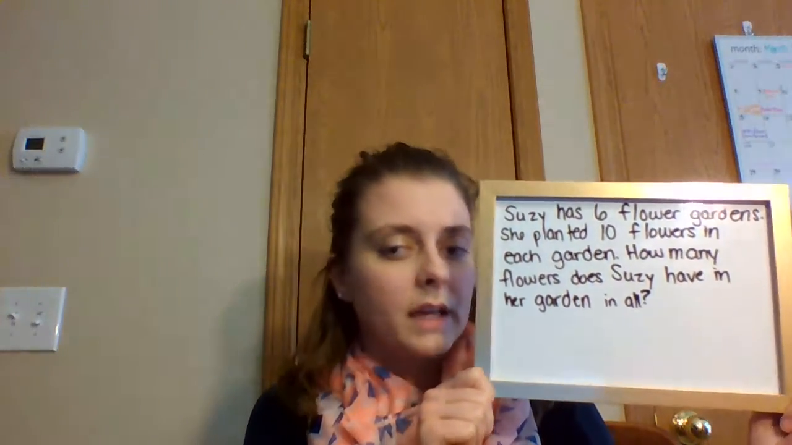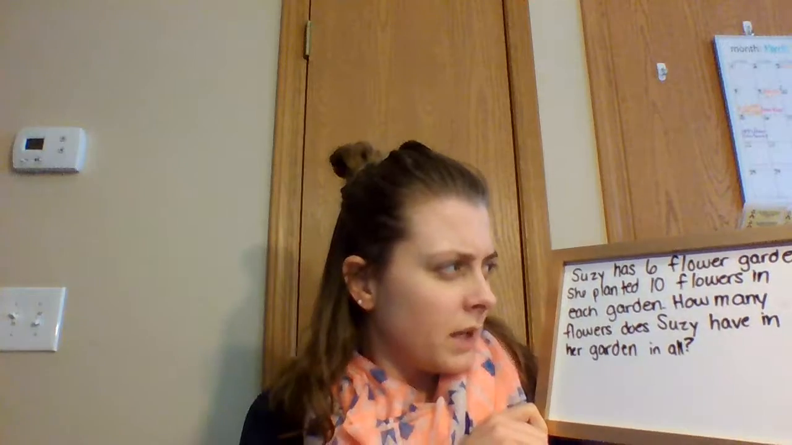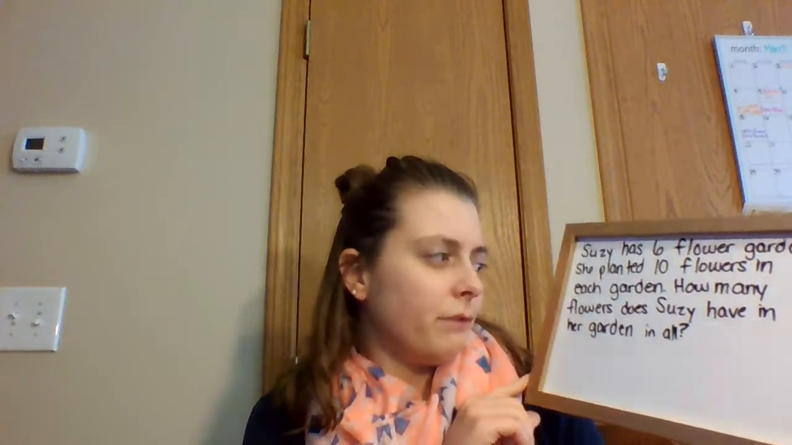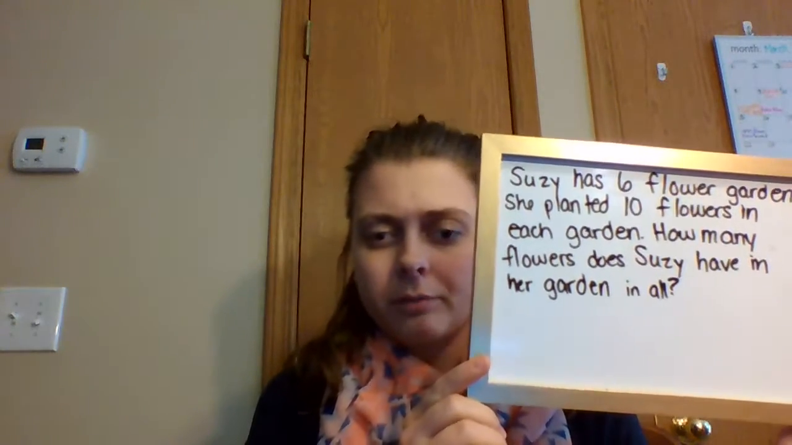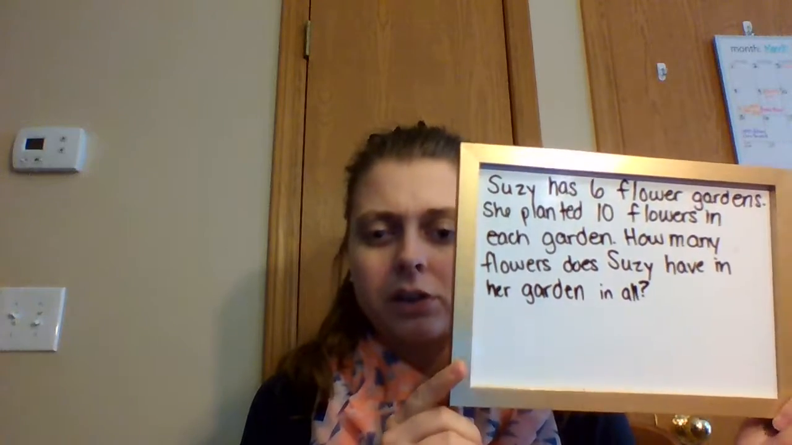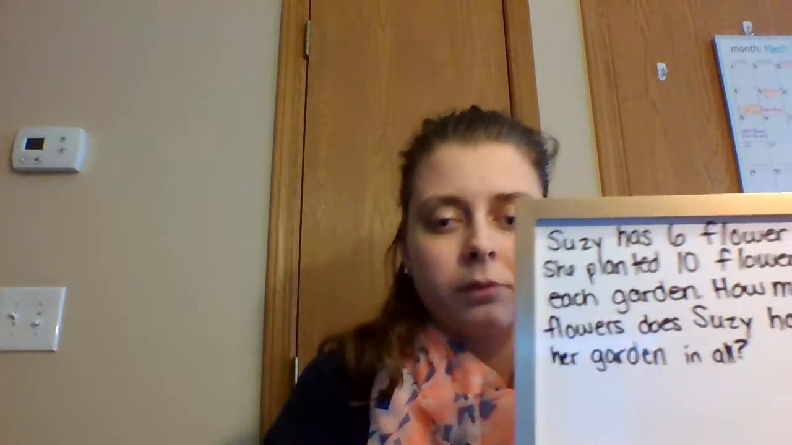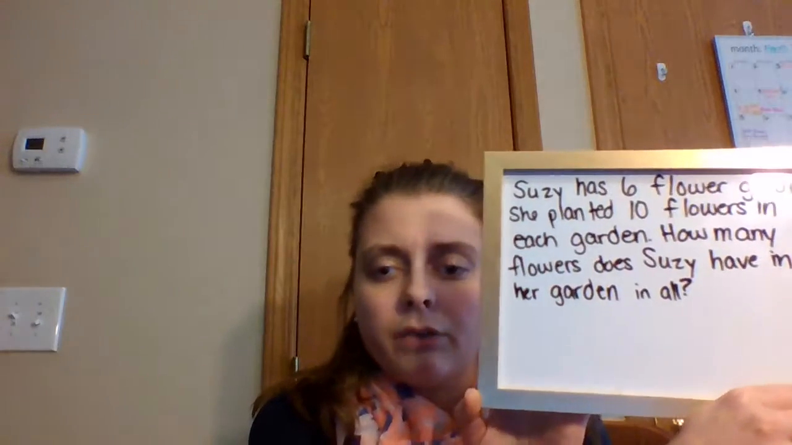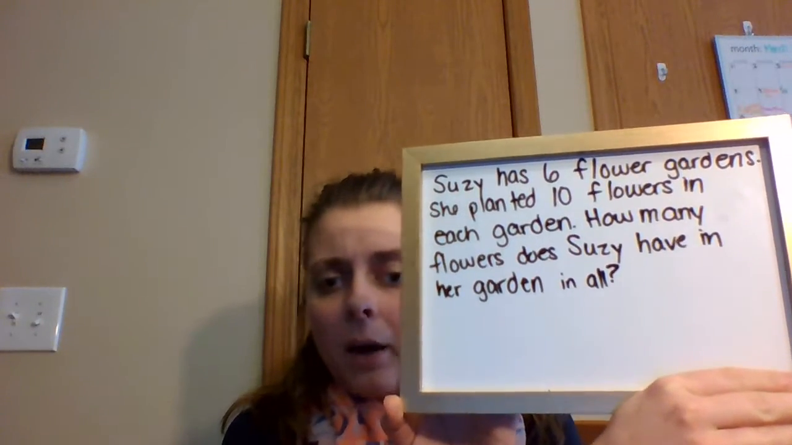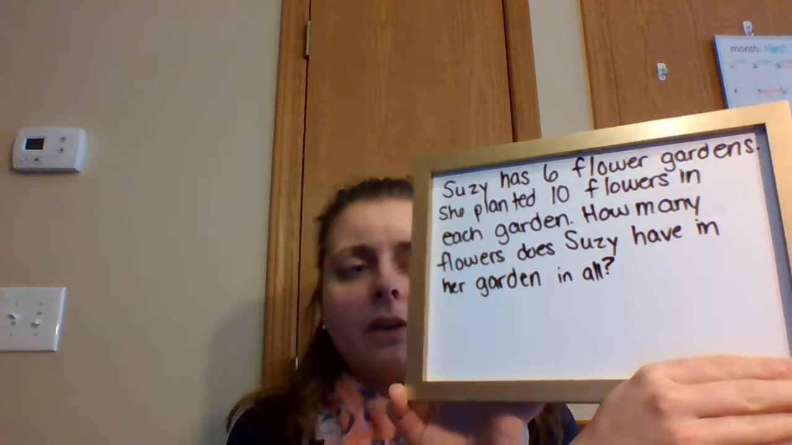Susie has 6 flower gardens. She planted 10 flowers in each garden. How many flowers does Susie have in her garden in all? So, step number 1 is to read the problem. Susie has 6 flower gardens. She planted 10 flowers in each garden. How many flowers does Susie have in her garden in all?